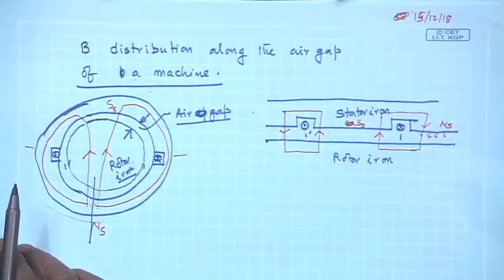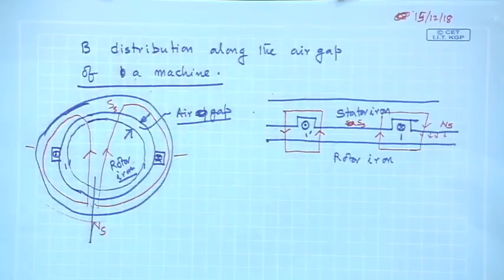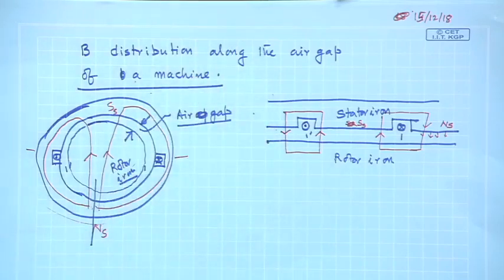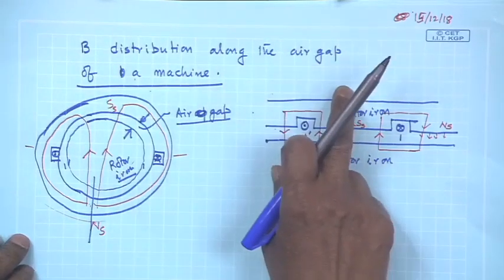Welcome to the 14th lecture, and we are discussing how to find out the B distribution, the flux density distribution, along the air gap of a machine.